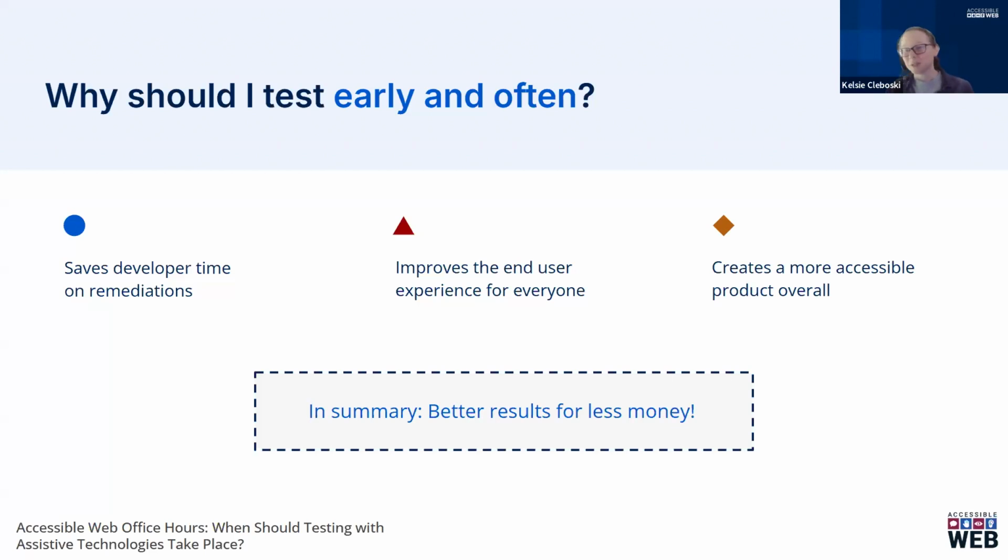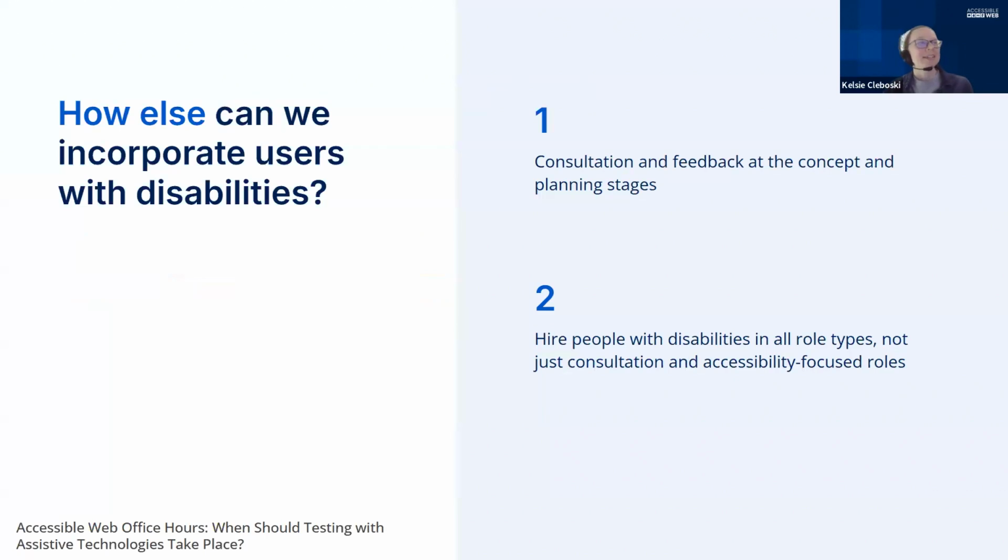Not only can you implement solutions more easily and efficiently, but typically they're going to be better solutions because they're baked in closer to the foundation of your product or of your digital content. So, in summary, when we test with assistive tech early and often, we see better results for less money in terms of accessibility. And how else can we incorporate users with disabilities?